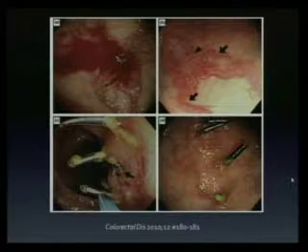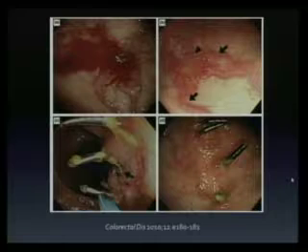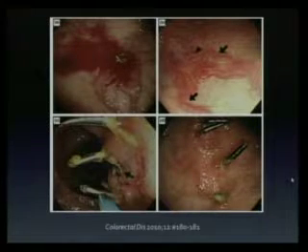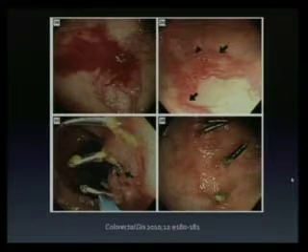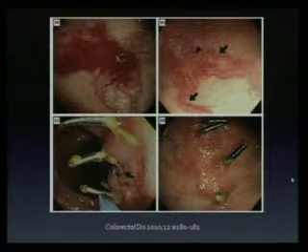Here's another example of an angioectasia. This is a rather large one. You see that it's oozing some blood here, and here you see the borders of it. In this case, what they did is supplemental hemostatic clipping, where they clipped around the lesion.